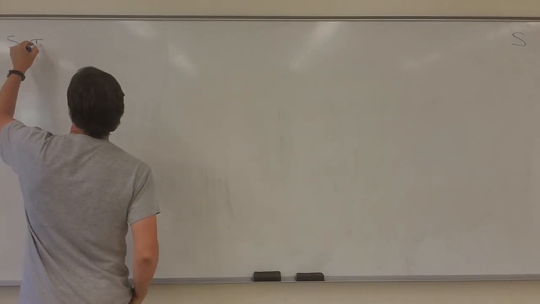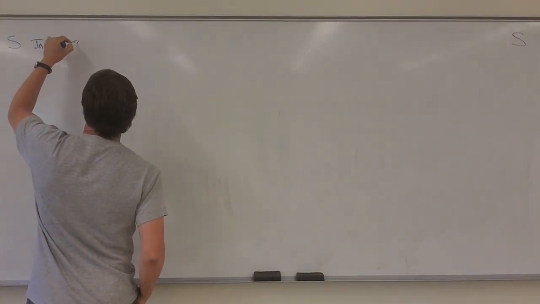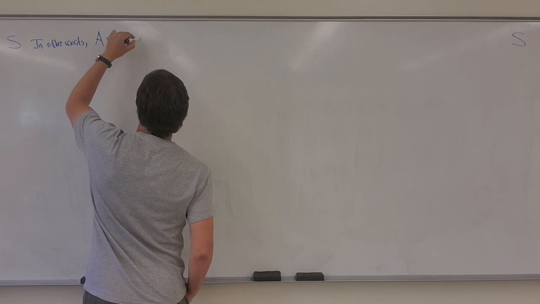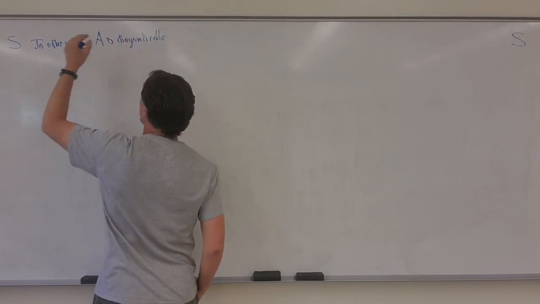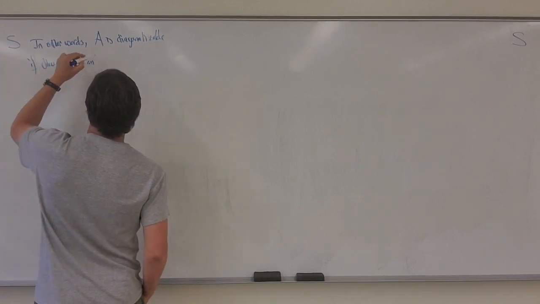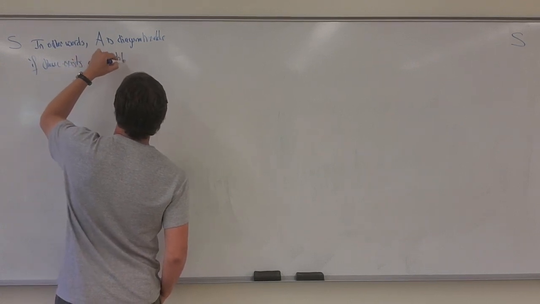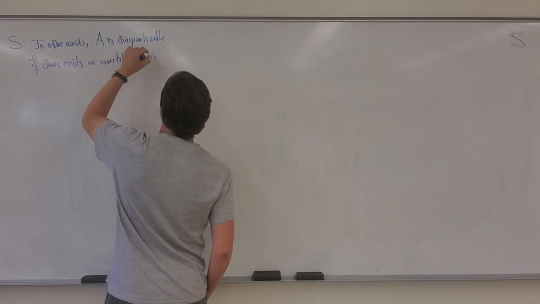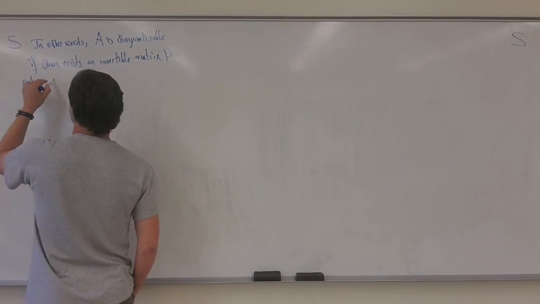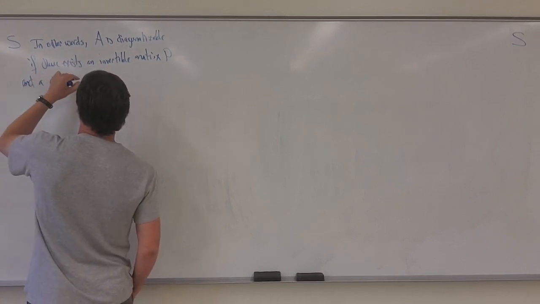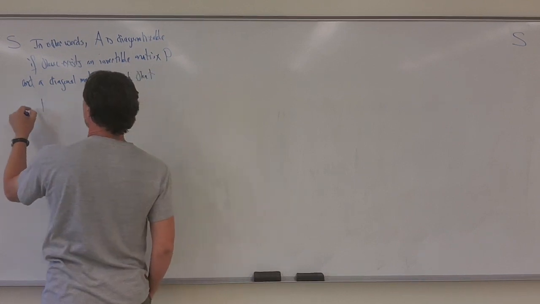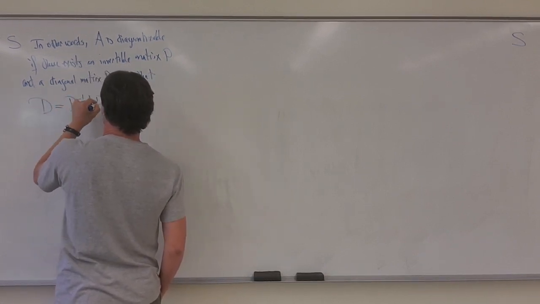In other words, A is diagonalizable if there exists an invertible matrix P and a diagonal matrix capital D, such that D is equal to P inverse A times P.